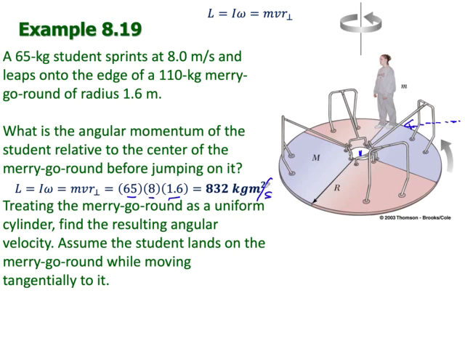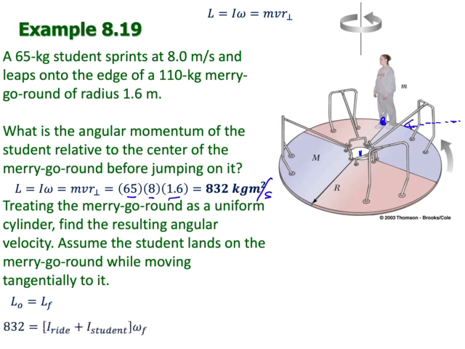Treating the merry-go-round as a uniform cylinder, find the resultant angular velocity. Assume the student lands on the merry-go-round while moving tangentially to it. So assume she's standing right here on the edge. So how do we solve this? Well, angular momentum has to be conserved. In other words, what was the initial angular momentum? It was just the angular momentum of the student. What's the final angular momentum? It's the entire merry-go-round and the student rotating around.